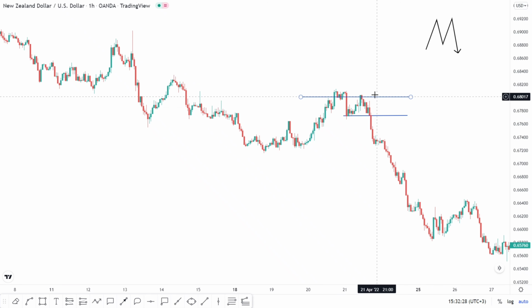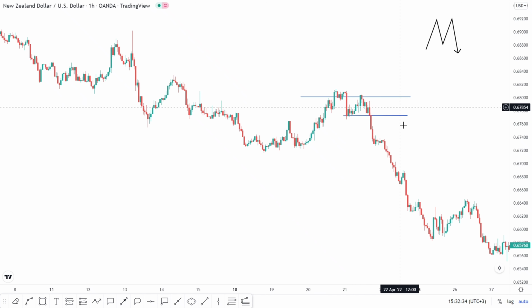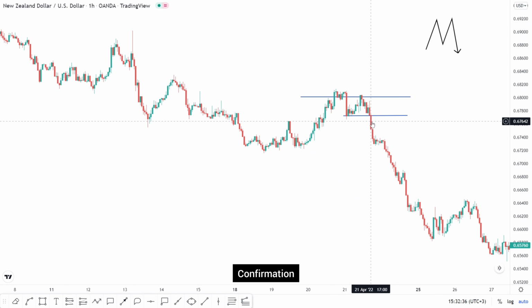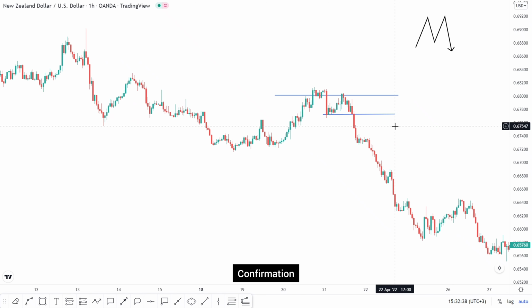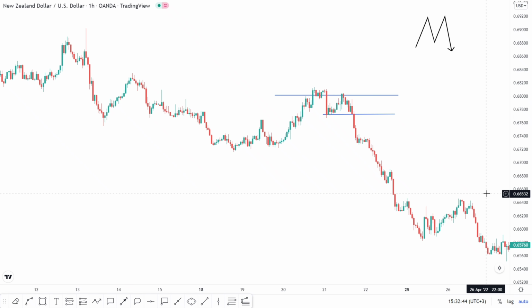So if price got to the 0.5 and we didn't get anything significant, we wouldn't have forced a sell trade. But here we got an M pattern, then we got a long body candlestick which broke below the neckline. So that confirms to you that sellers are strong. So you can take your trade there, and that's actually a successful sell trade. So basically, that's how you trade using the Fibonacci retracement, either using an uptrend or a downtrend.